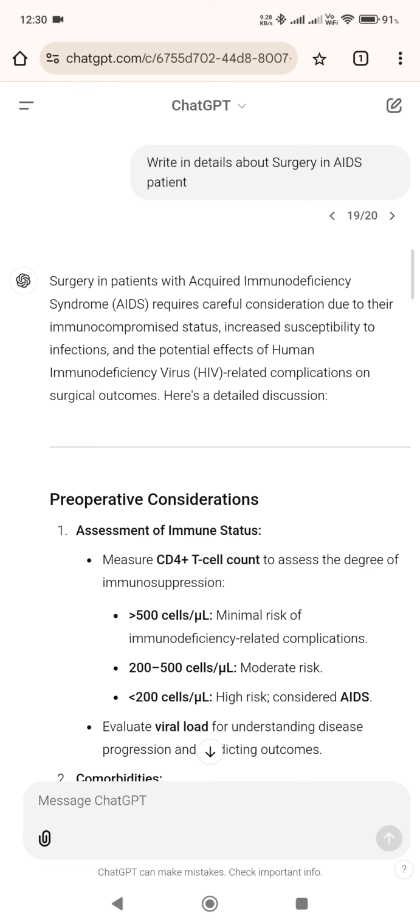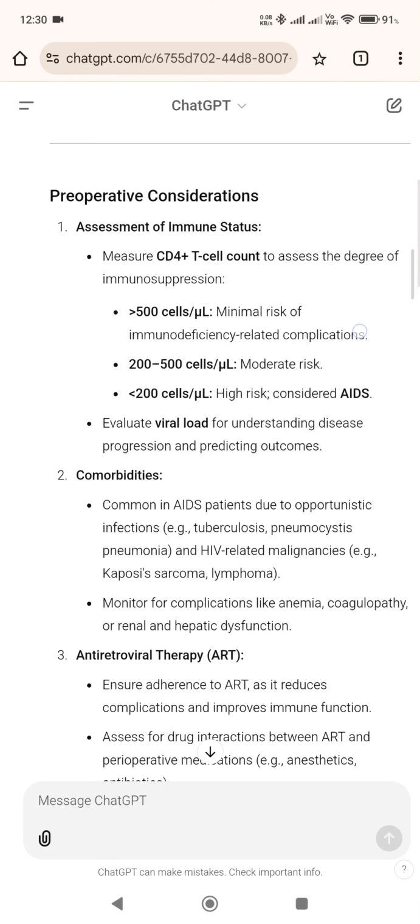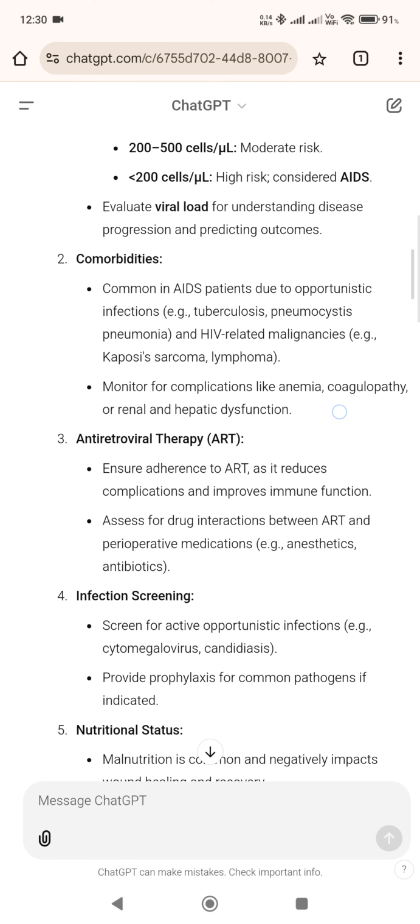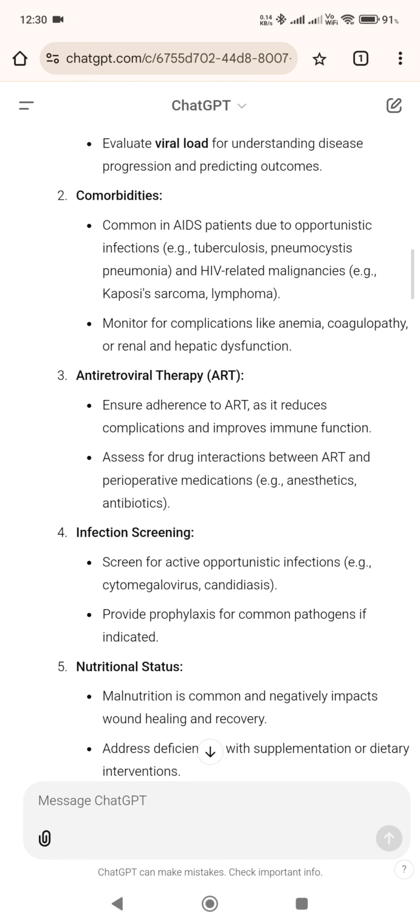1. Assessment of immune status. Measure CD4 plus T cell count to assess the degree of immunosuppression. Above 500 cells per milliliter: minimal risk of immunodeficiency related complications. 200 to 500 cells: moderate risk. Below 200 cells: high risk, considered AIDS. Evaluate viral load for understanding disease progression and predicting outcomes.